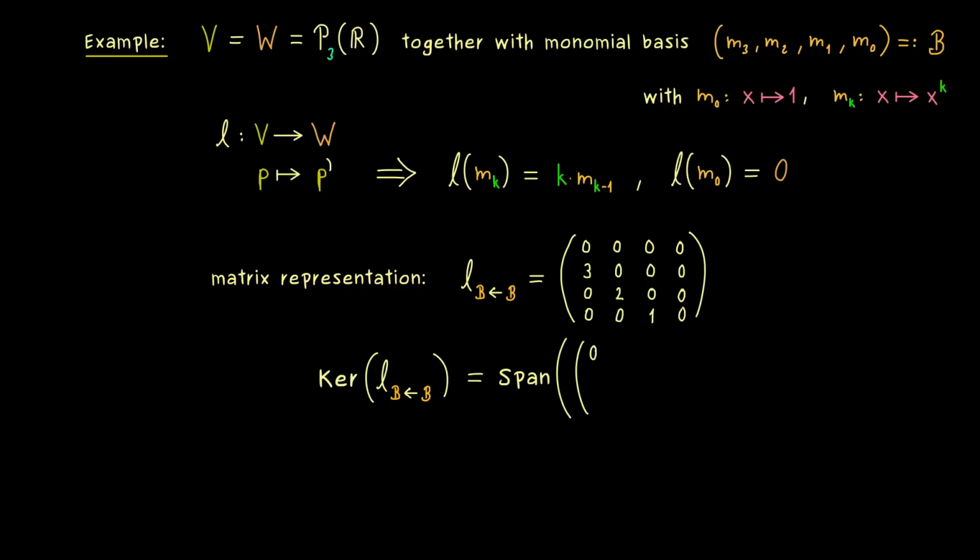And indeed, this one can be chosen as 0, 0, 0, 1. And that's it, that's our one-dimensional kernel. And in conclusion, we also already know that the range of our matrix representation has to be three-dimensional. And indeed, by definition, it's always spanned by the columns of the matrix. Hence, the first three columns already give us the whole range of the matrix.